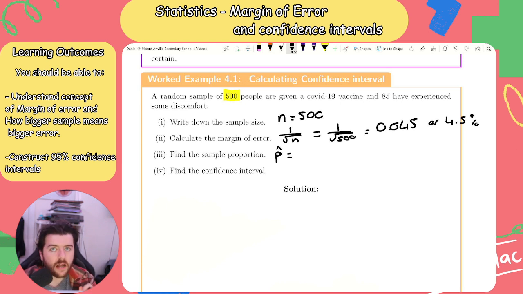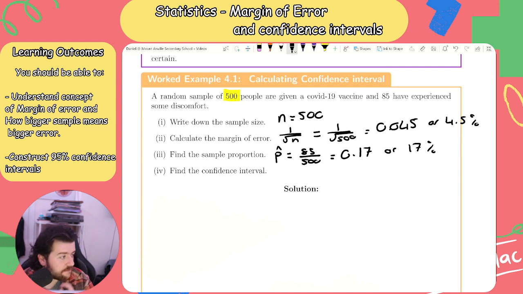Find the sample proportion, p hat. In my sample, how many of them had discomfort after the vaccine? Well, 85 out of 500 had discomfort from the COVID vaccine. That is equal to 0.17 or 17%. So 17% of my sample has some discomfort with the COVID vaccine.